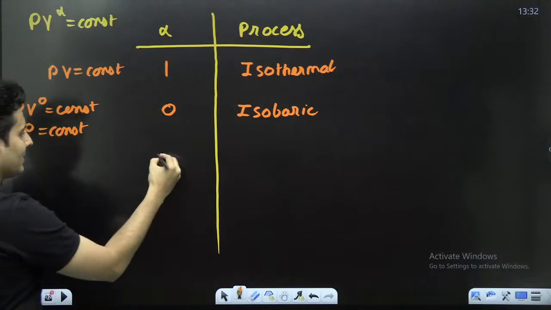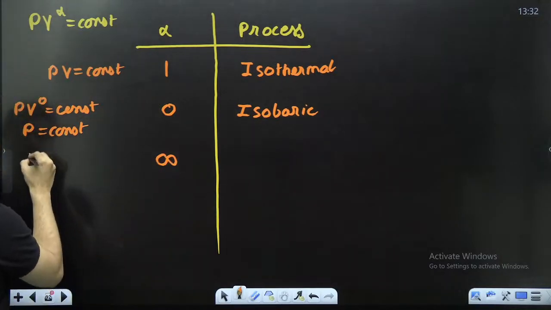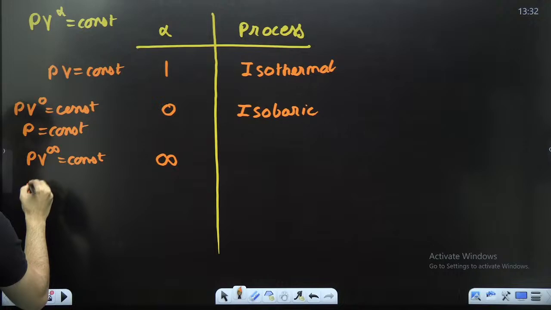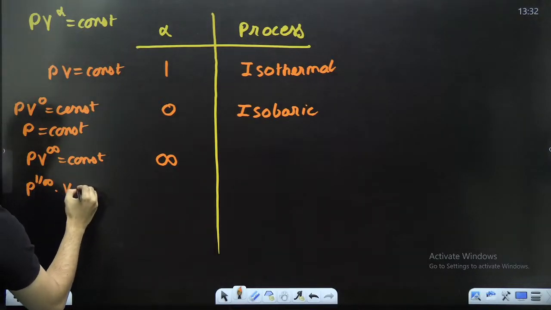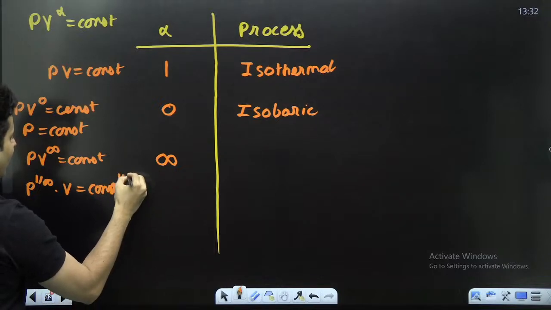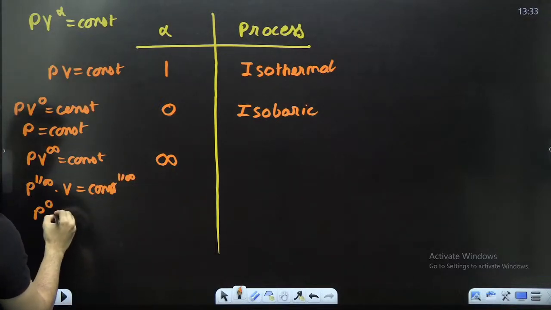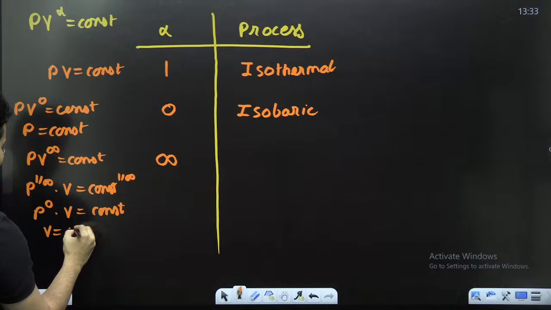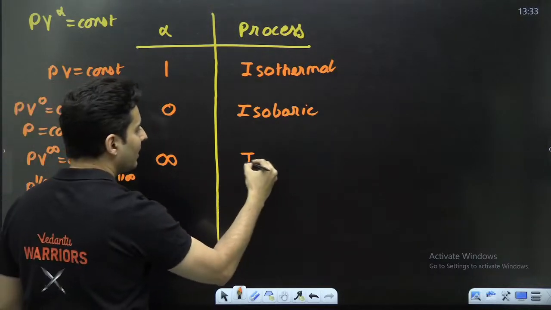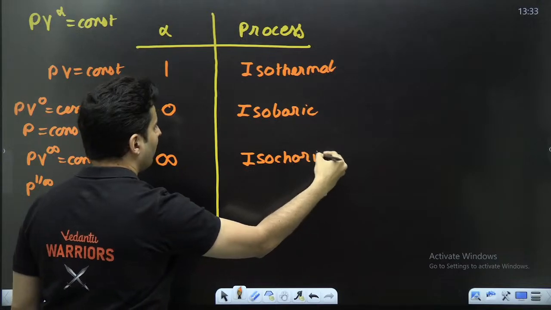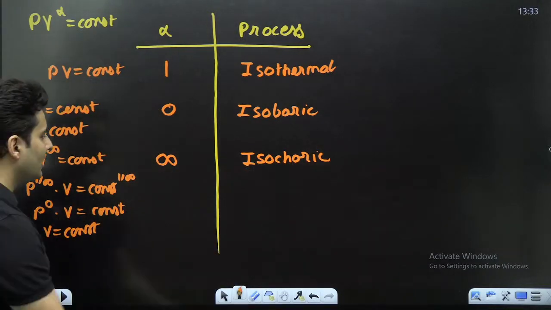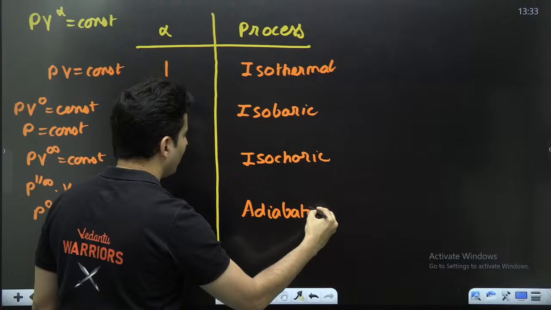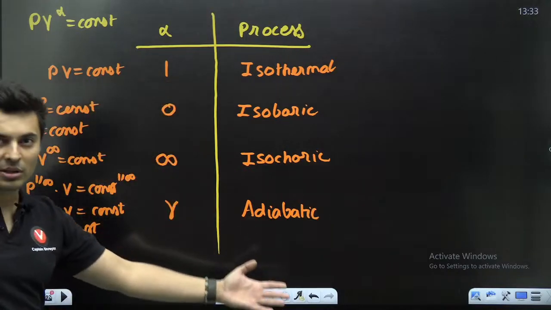You can prove it otherwise: if alpha is infinity, so PV raised to infinity is constant, you take the infinite-th root. So P raised to 1 by infinity into V raised to 1 is constant. P raised to 1 by infinity is P raised to 0, which is another new constant. P raised to 0 is 1. So volume will be a constant. So when it is infinity, it becomes an isochoric process. And when it is gamma, then it becomes an adiabatic process.